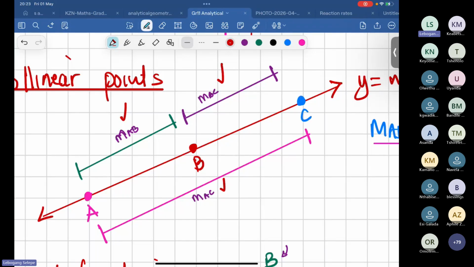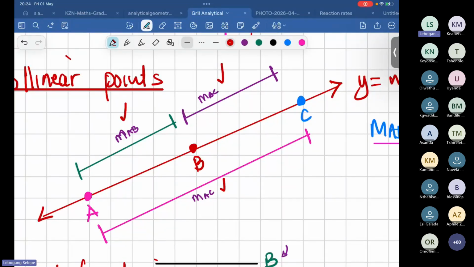It's not supposed to be changing. So it doesn't matter whether I calculate the gradient between point A and point B, or between point B and point C, or between point A and C. I'm still going to get the same answer. And that is very crucial and key, especially because we're going to do one of the questions where you need to figure out the coordinates for a certain point. So it's very crucial to understand the relationship between collinear points, because calculating the gradient of AB will give the same answer as calculating the gradient of BC, and the same answer as calculating the gradient of AC.